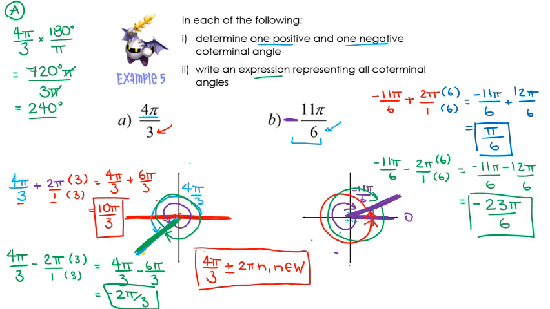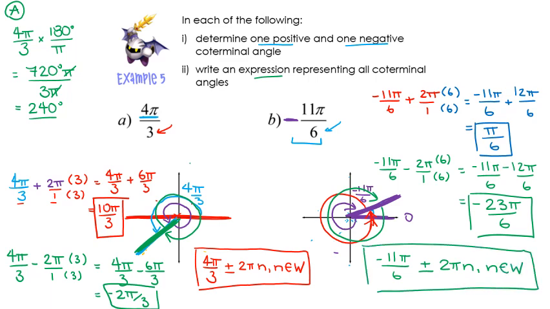And then just to write a generic expression to represent all coterminal angles, start with your principal angle of negative 11 pi over 6. And all you're doing is just tacking on plus or minus 2 pi times n, where n is a whole number. This is the expression that's going to represent all coterminal angles.